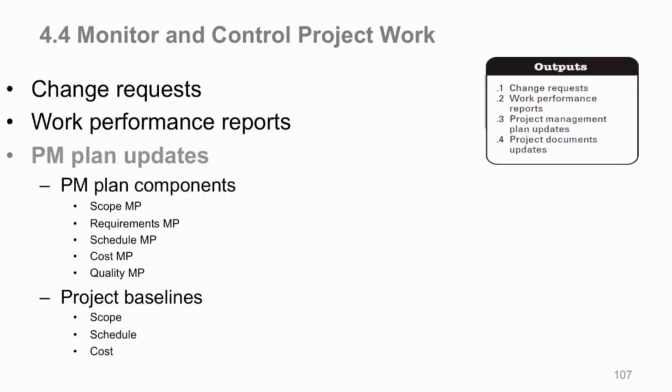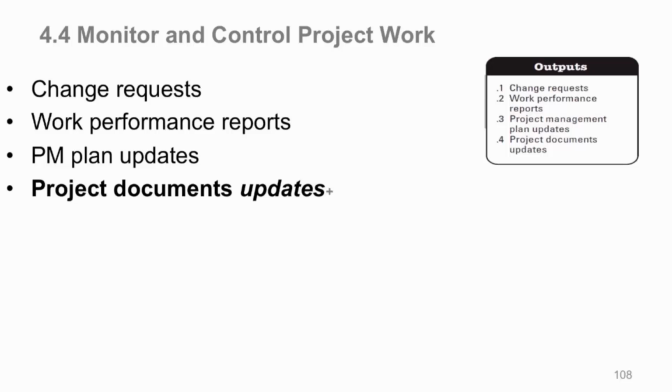And then you may update the project baselines, which are also part of the project management plan. The baselines, your triple constraint stuff, scope, schedule, and cost, may need to be updated, which we don't want to do if we can avoid it. We avoid it by doing our monitoring and controlling work in a way where hopefully we don't have to. But if we have to do it, here's where we do it.